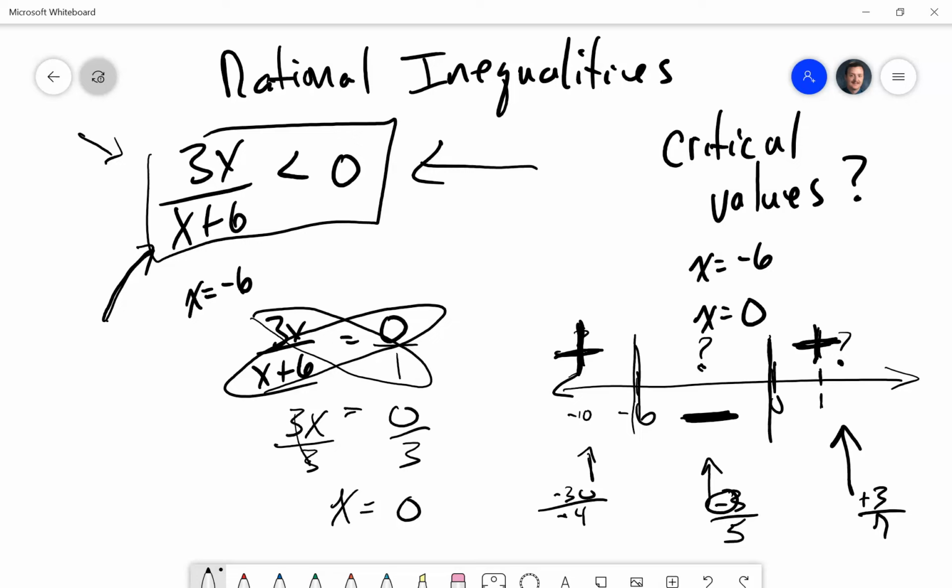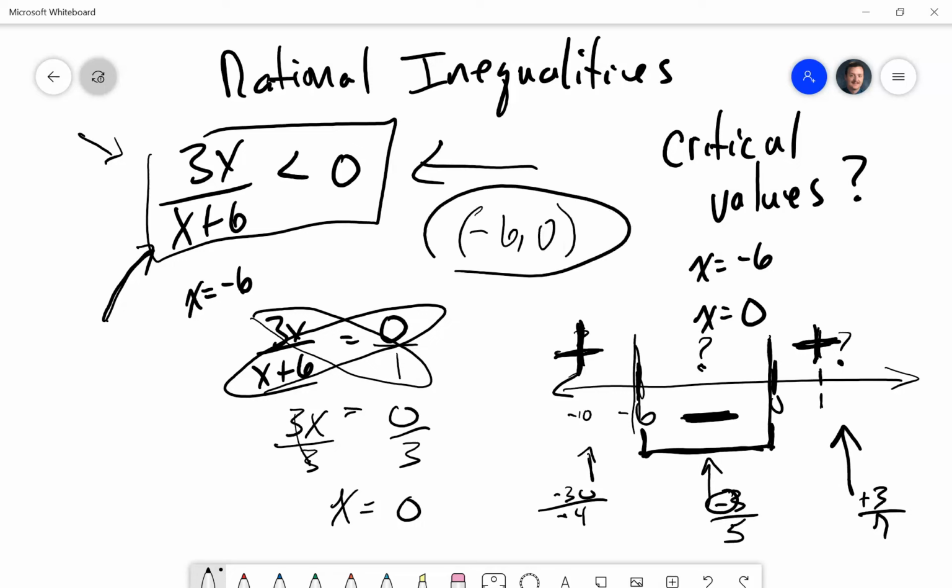So the question is, when is it below 0? That was our whole question to begin with. Well, here's my interval, based on those critical values. It's everything from -6 to 0. So it would be from -6 to 0, using parentheses because we do not include the endpoints. Okay? All right, so let's do one final piece here.